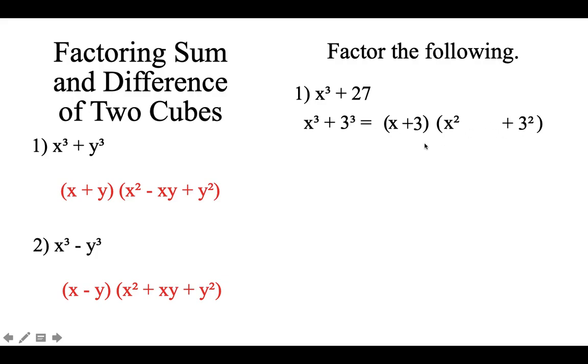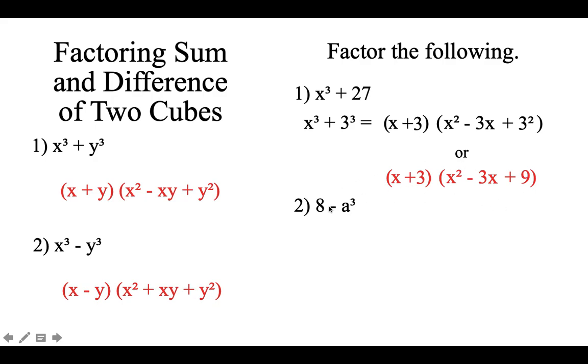How about the middle term here? We just multiply them, then write the opposite of the sign. So 3 times x is 3x. The opposite is negative 3x. And we already have the factor. Then we just simplify 3 squared into 9. So this is now the factor.